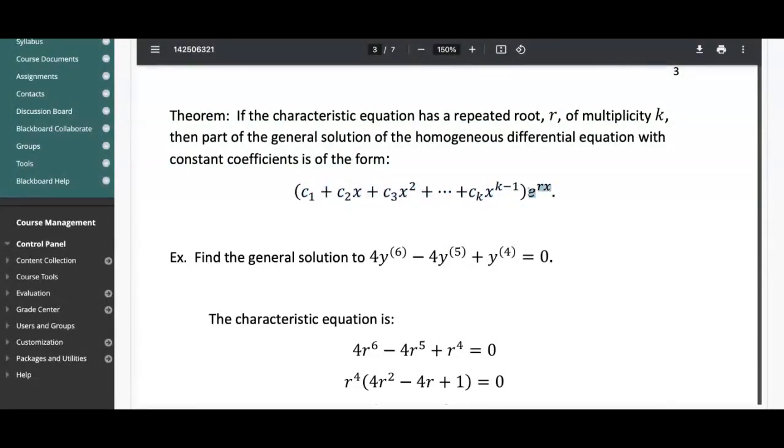Then we take the coefficient of e to the rx, right? If k is 5, you would have a polynomial of degree 4, then e to the 5x. So this is new to us.